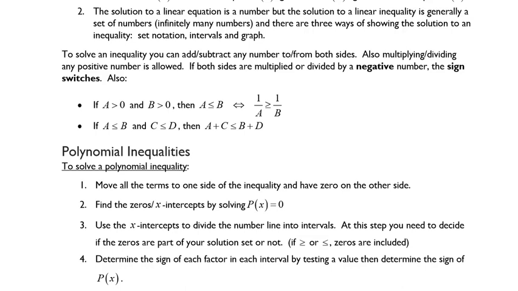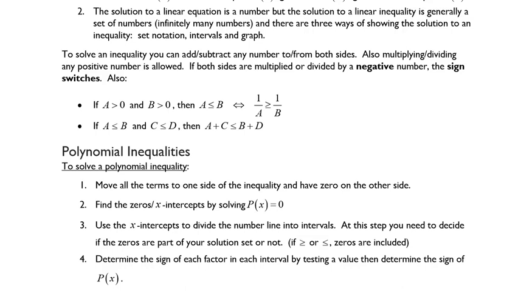Also, if a is greater than 0 and b is greater than 0, and a is less than or equal to b, then we can imply that 1 over a is greater than or equal to 1 over b. If a is less than or equal to b, and c is less than or equal to d, then a plus c is less than or equal to b plus d. You can substitute actual numbers into these inequalities to see that they actually work, especially if you're freaking out a little bit with the new symbols all of a sudden.